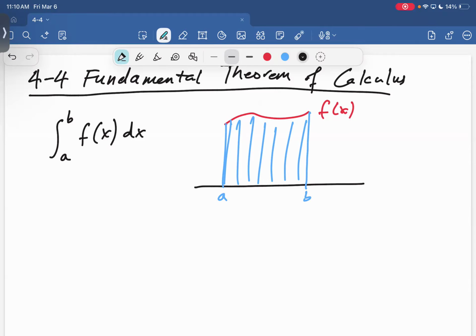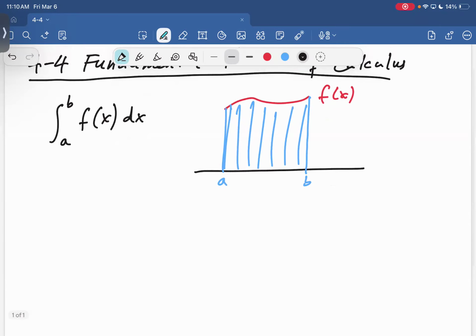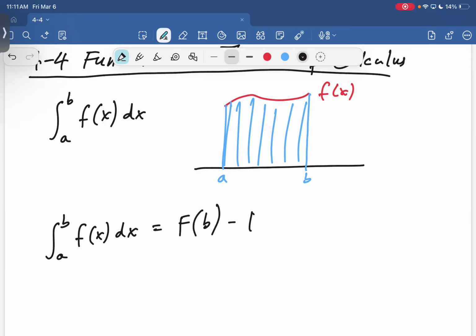So the fundamental theorem basically relates definite integrals and derivatives. And that's why it's called fundamental. It's like we're tying these two spheres of calculus together. We did derivatives in the first semester, integrals in the second semester, and we're seeing how they're connected to each other. Here's how they're connected. The definite integral of f of x from a to b is equal to the antiderivative of f evaluated at b minus the antiderivative evaluated at a.